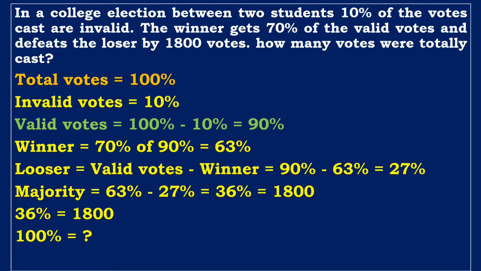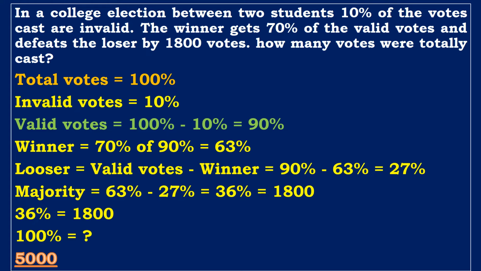36% is 1,800. Divided by 18 on both sides, 2% is 100. Then, 1% is equal to 50. If 1% is 50, then 100% is 5,000.